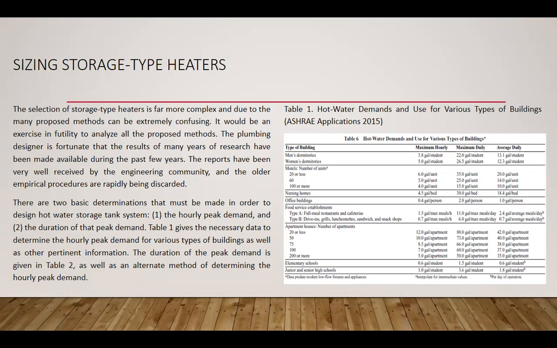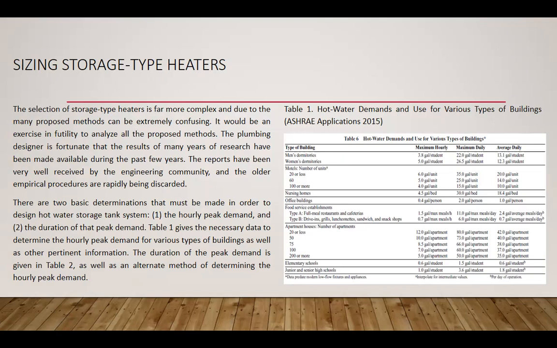There are two basic determinations that must be made in order to design a water storage tank heater. One, the hourly peak demand, and two, duration of that peak demand, ilang minutes. Table 1 gives the necessary data to determine the hourly peak demand for various types of building, as well as other pertinent information. The duration of peak demand is given in Table 2, as well as an alternate method of determining the hourly peak. So Table 1, hot water demands and use for various types of building sa ASHRAE Applications 2015. This is Table 6 doon. So ito yung mga type ng building.